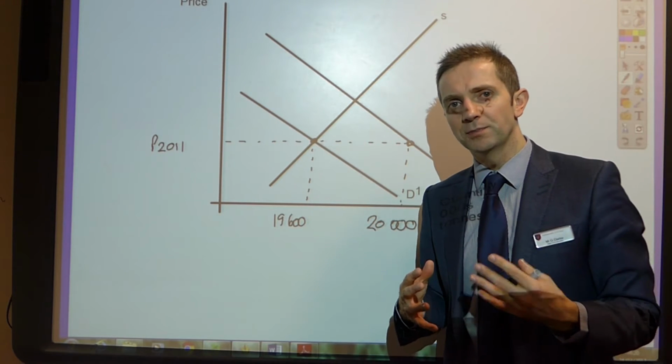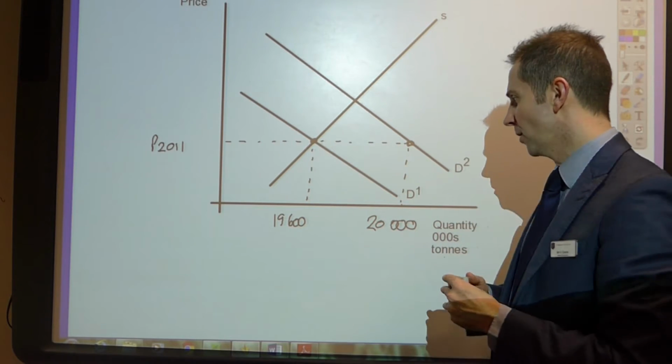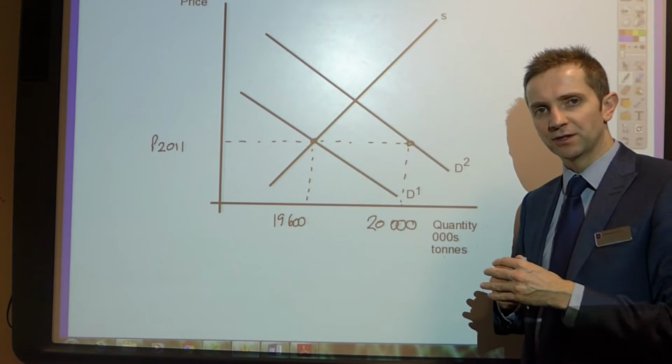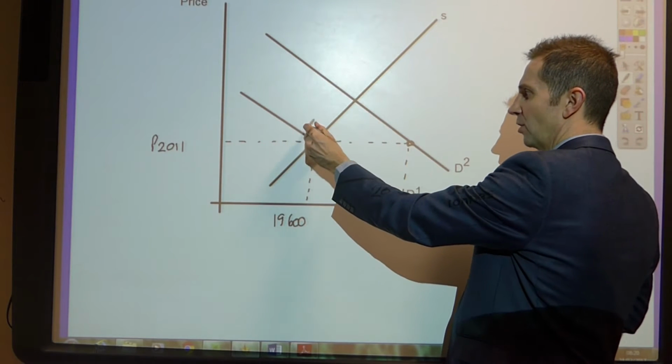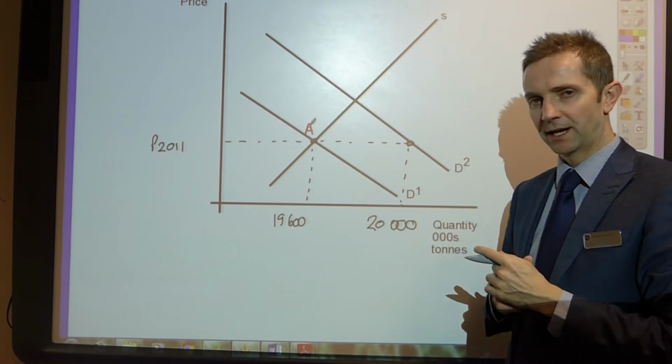Why might that have happened? Because there's excess of demand in the market, hence the demand curve may have shifted to the right. So our initial start point equilibrium here is at point A.